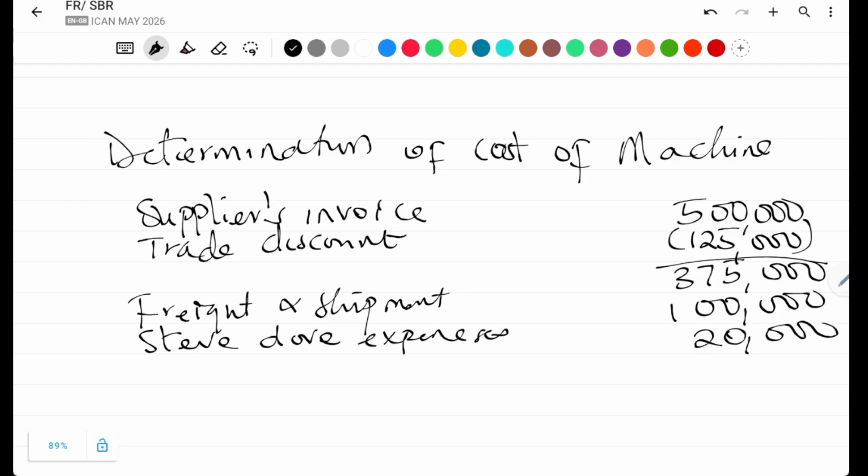Okay. Initial operating loss, should it be capitalized? No. So what do you do? You move it to revenue, or the P&L account. Handling costs, should we capitalize the handling costs? Yes. Handling cost of the assets, yes.